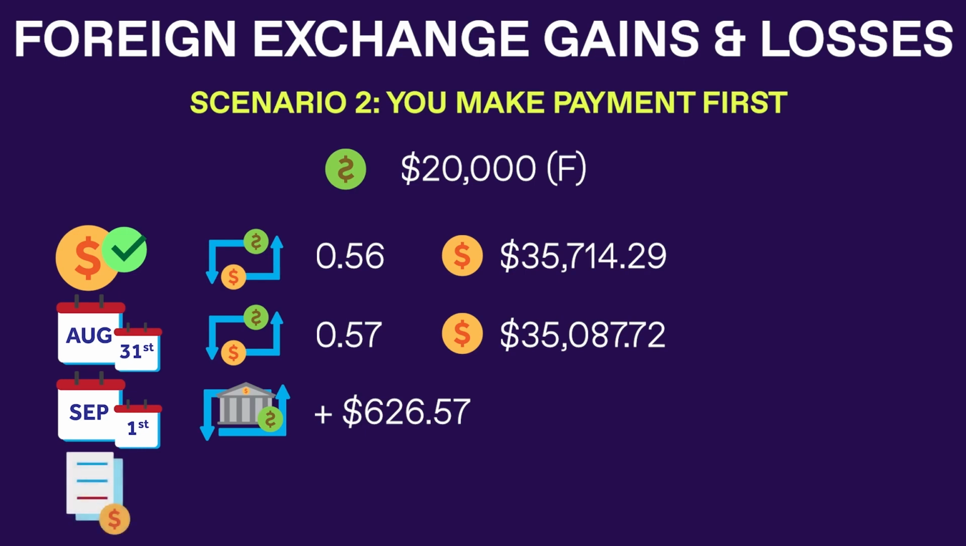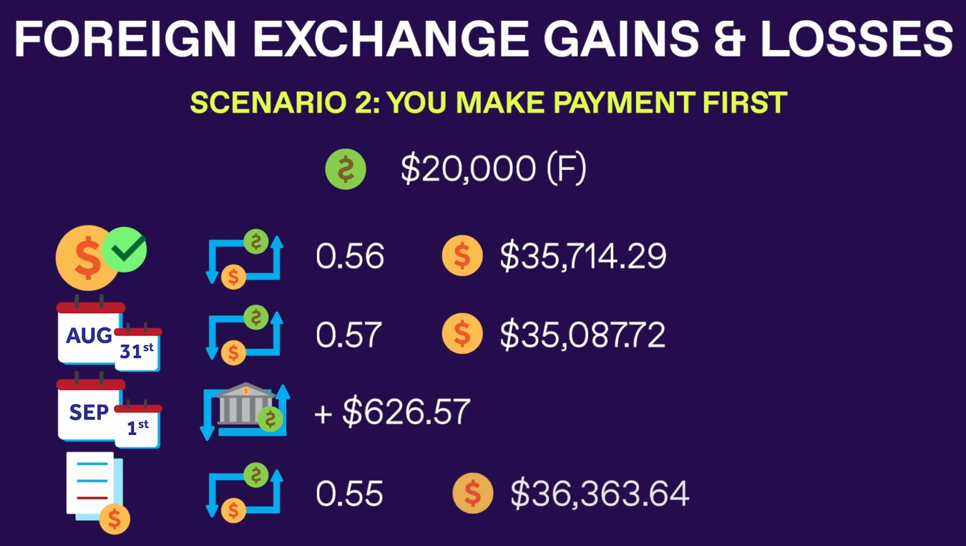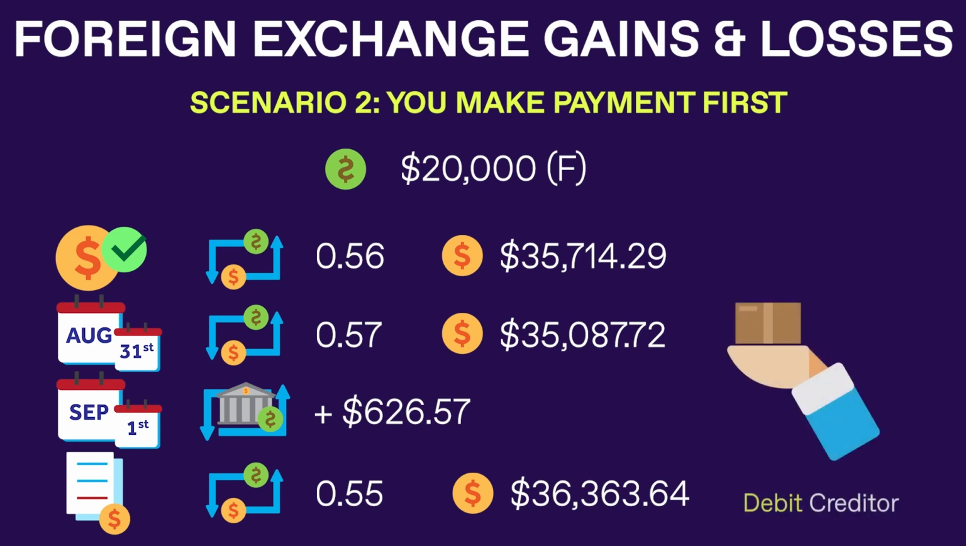Fast forwarding now to when we receive the invoice, the value is still $20,000 in the foreign currency, but we're actually paying 0.55 cents in the dollar. We actually have a currency that is more valuable than what it was previously. So in this case, in our currency, that transaction is worth $36,363.64. This means we debit the creditor for the value of $36,363.64 because that's the value of the invoice.